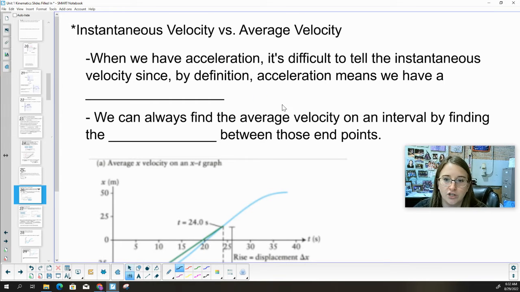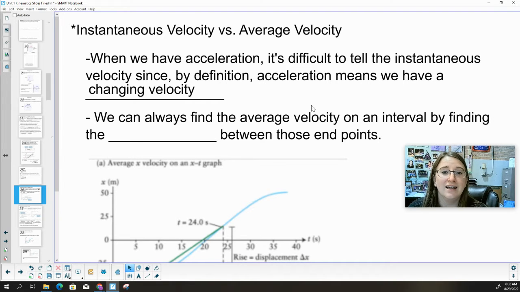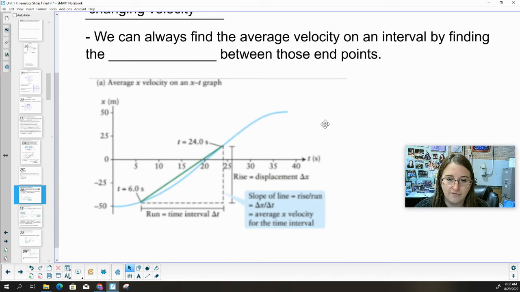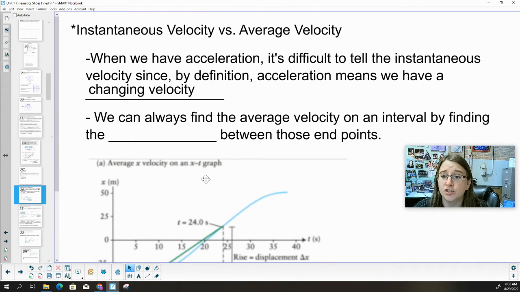So when we have acceleration, it's difficult to tell the instant velocity since, by definition, acceleration means we have a changing velocity, right? So we have a curve on this graph. We know that on a position versus time graph, the slope is velocity. But if I have a curve, I can't use y equals mx plus b, I can't do my slope formula on a curve. However, we can always find the average velocity by finding the slope between those endpoints. Again, the instantaneous velocity is hard to find, but I can do the average between 2 points.